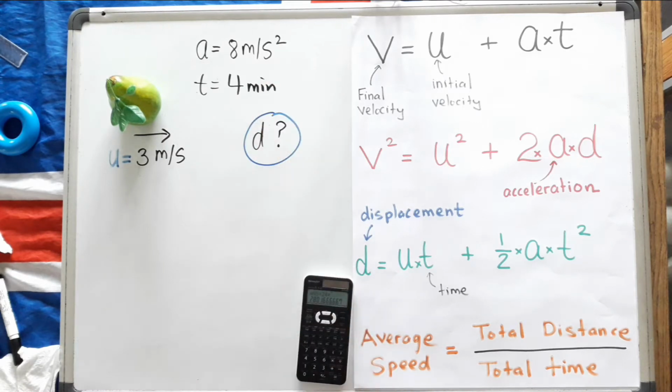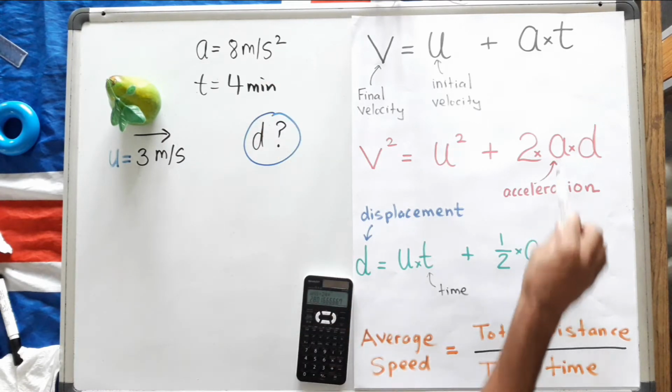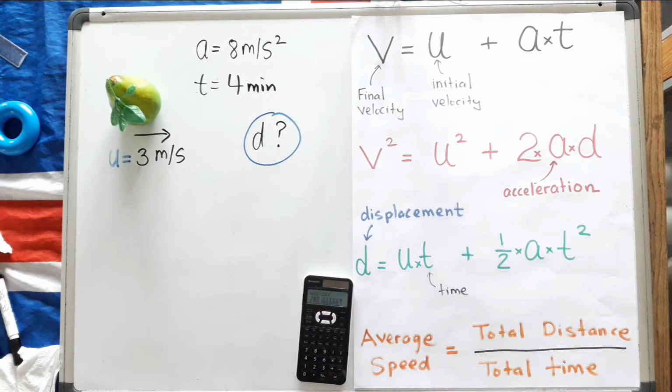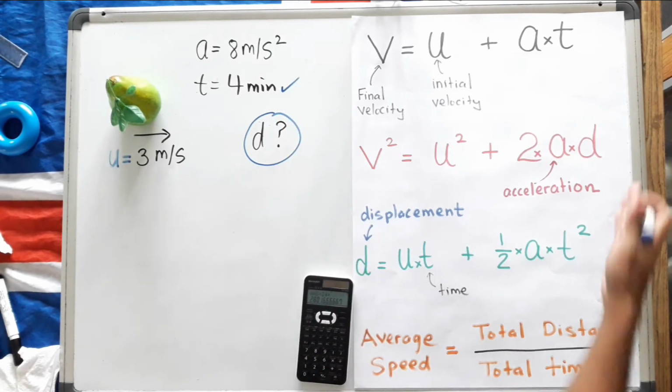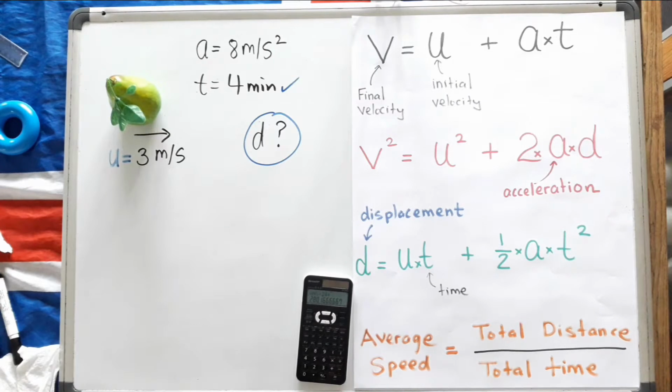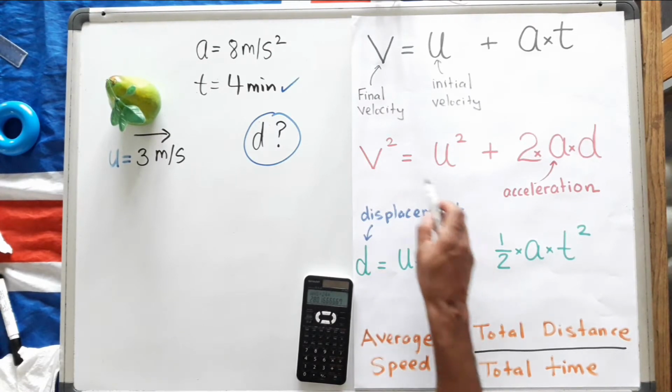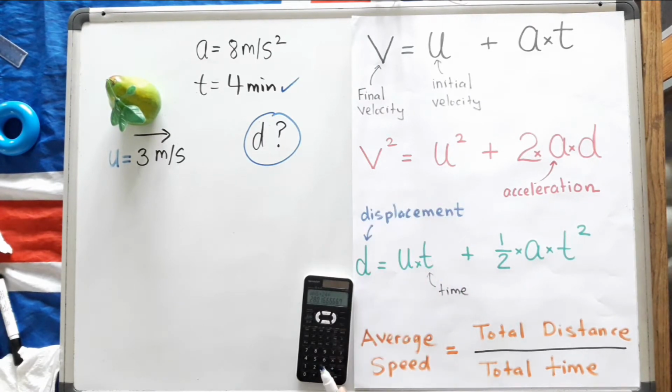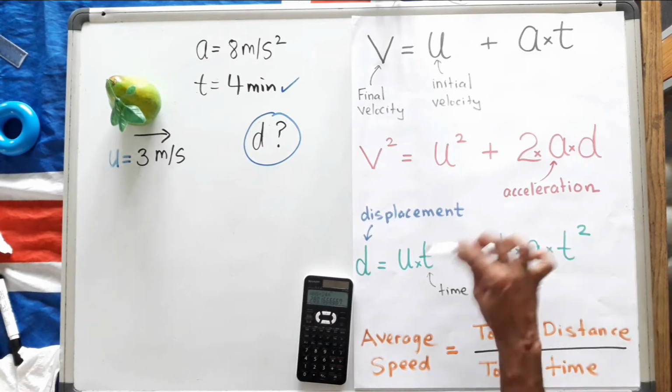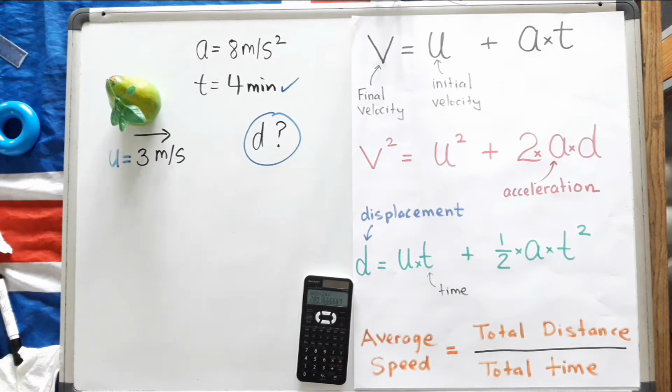Both of them also have an acceleration, so the red and the green are still in. But you notice they gave us a time. The red one doesn't have a time in it, and of course, the red one requires the final velocity. We do not have the final velocity. We only have the starting velocity. So I think the green one is the best choice out of all of them.